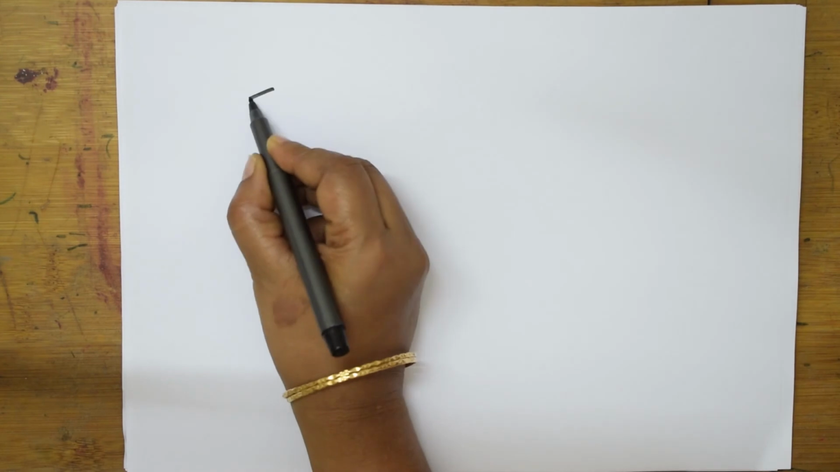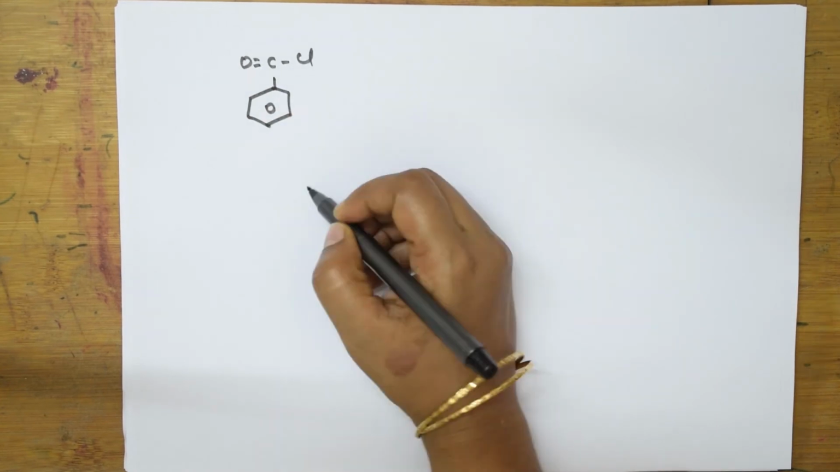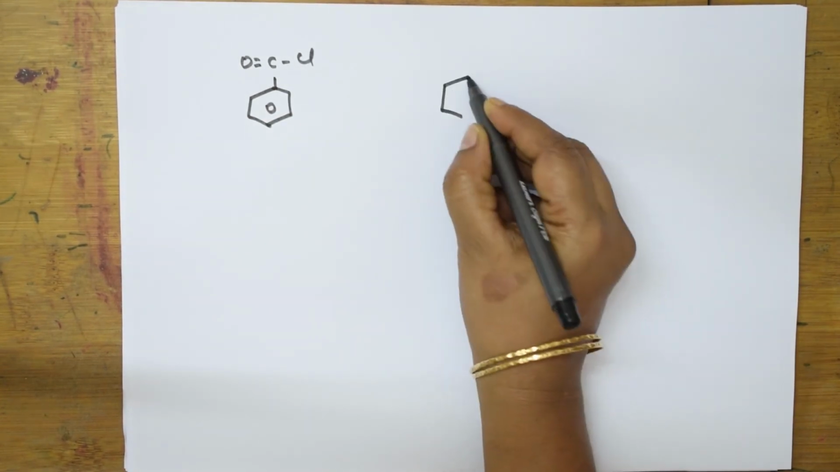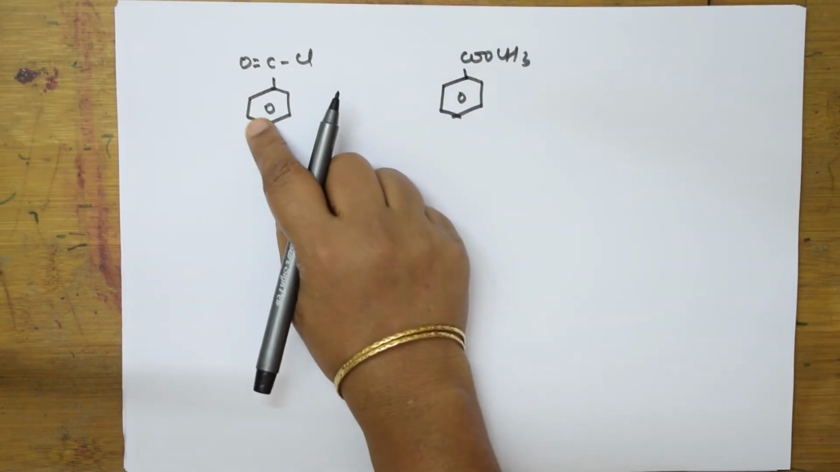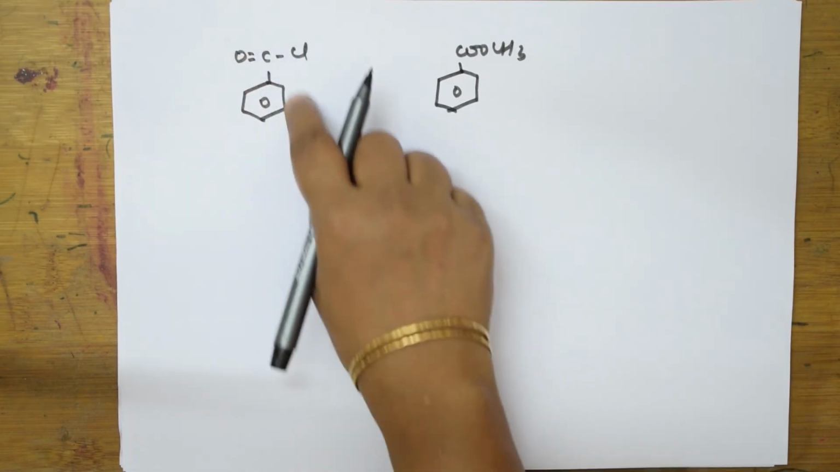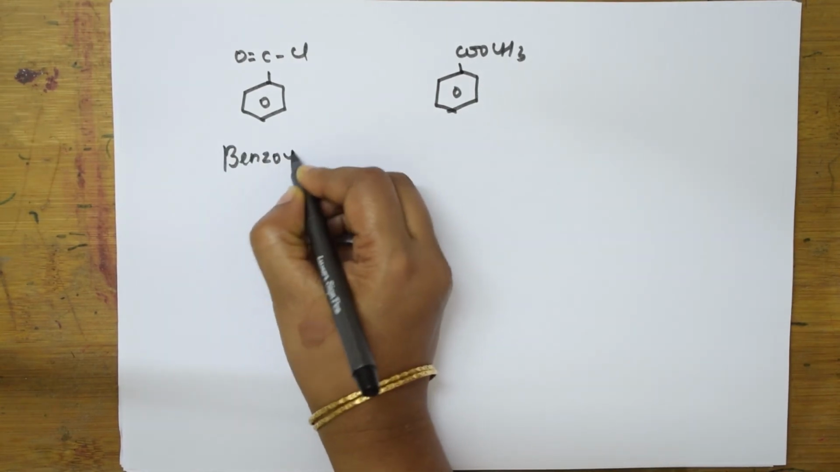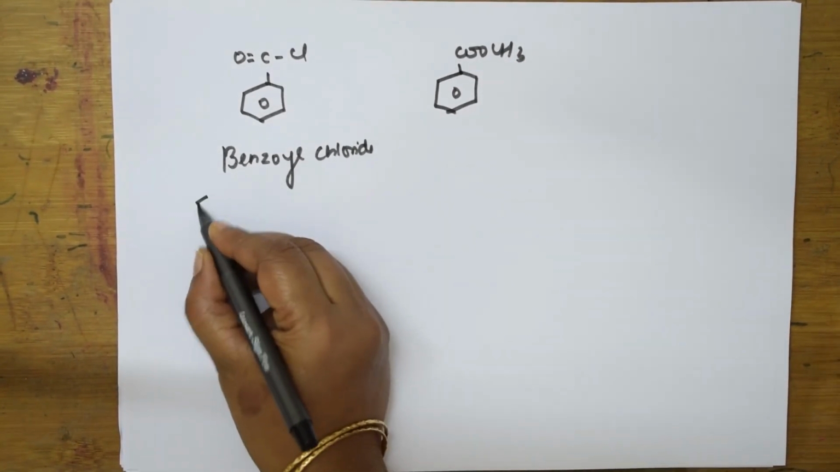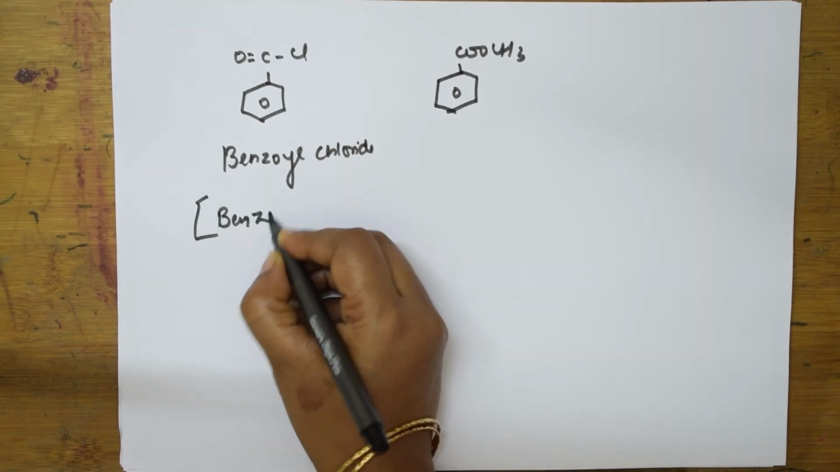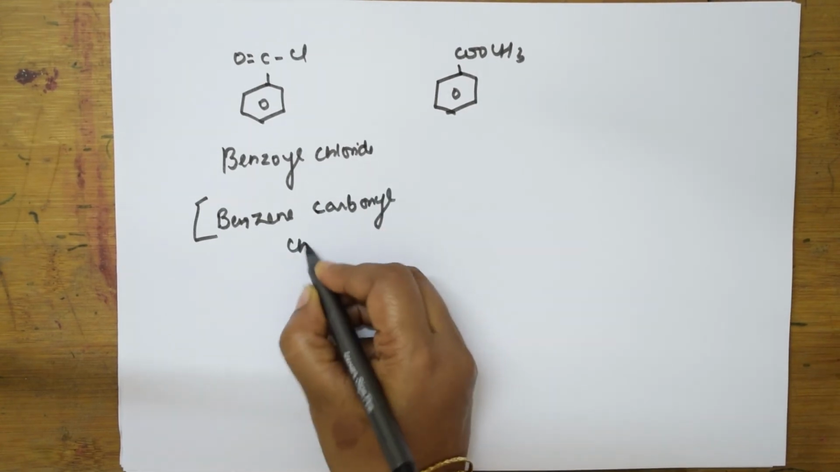Right, let me take out this page one more time. Suppose I have a benzene ring, and I am taking all the functional groups together, C double bond O Cl. Let us name this. This is the benzoyl group. This whole thing, C6H5CO, is benzoyl. Benzoyl chloride. I can also name this as benzene carbonyl chloride.